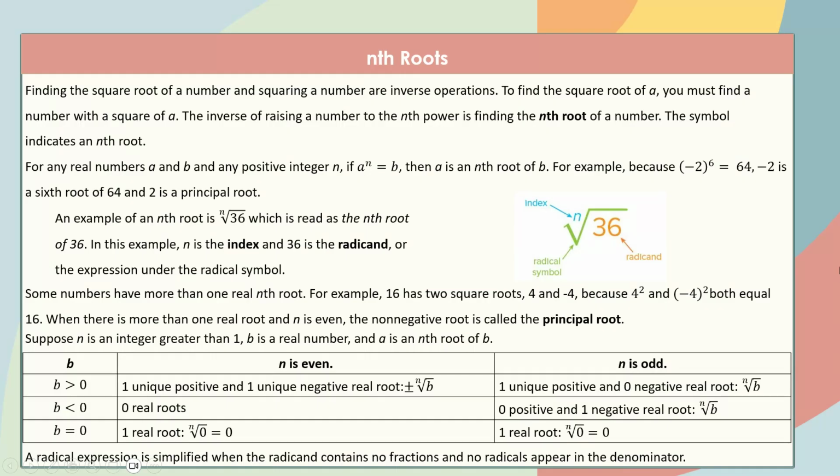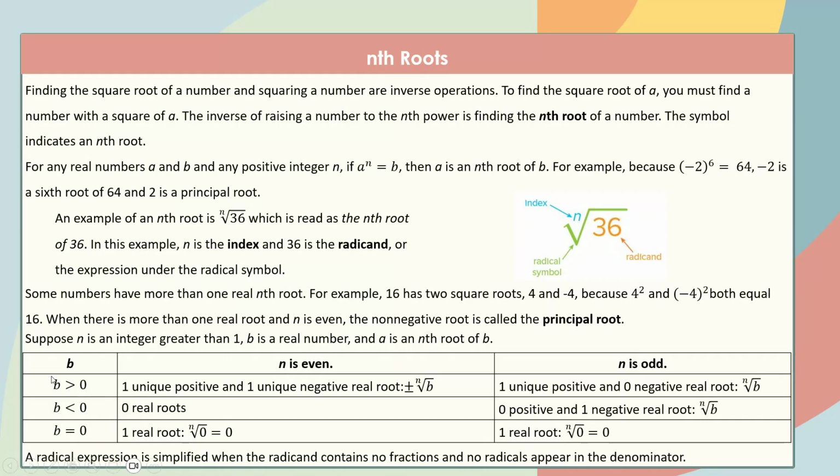This expression over here would be read the nth root of 36. N is considered the index. This green part is the radical symbol, and then the expression or number under the radical is called our radicand. So you will hear me say index and radicand, so it's important to know what those words are.